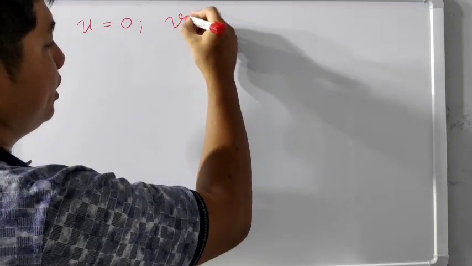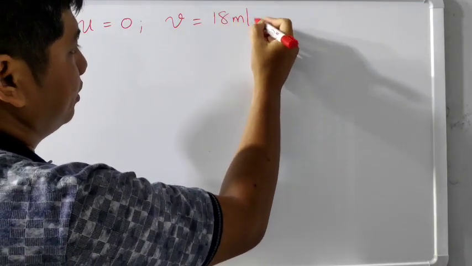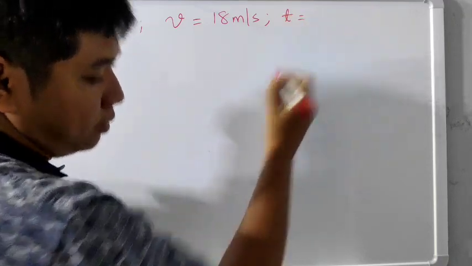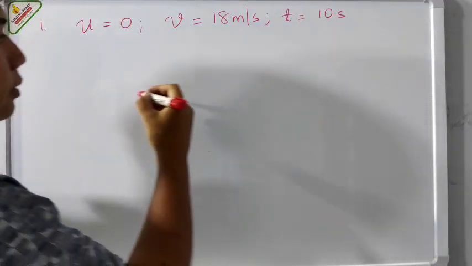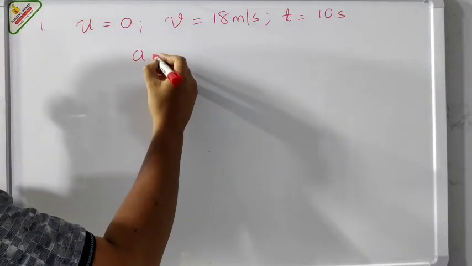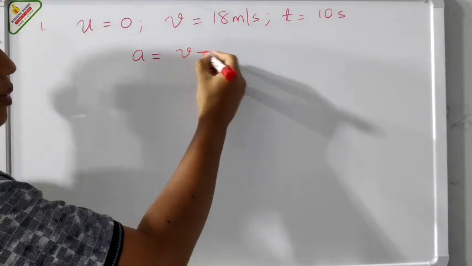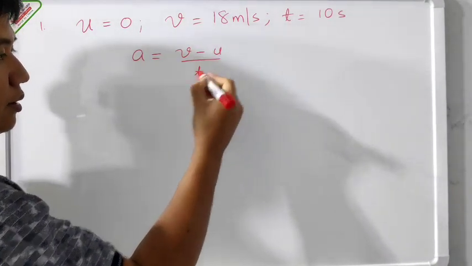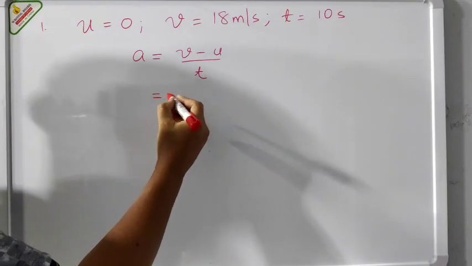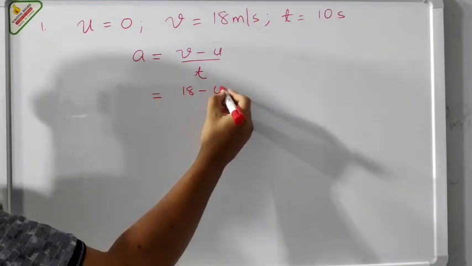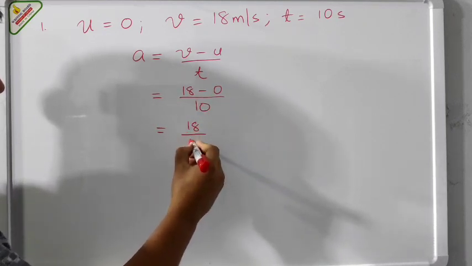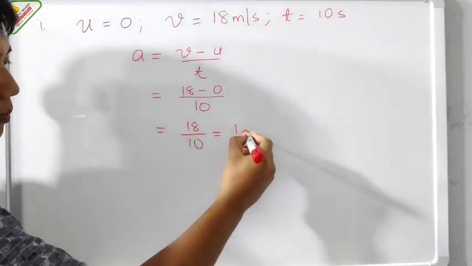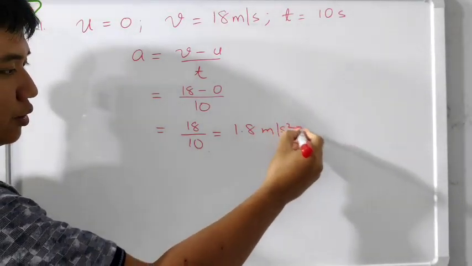And it attains 18 meters per second in 10 seconds. To calculate the acceleration, it is v minus u by t. Putting the values, v is 18, u is 0, t is 10. 18 minus 0 is 18 by 10. So it is 1.8 meter per second square.